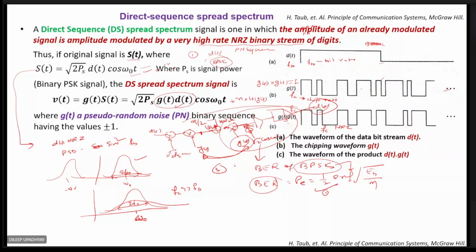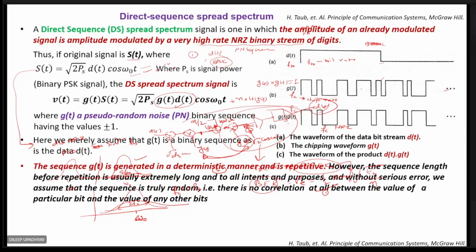Now here we merely assume that g(t) is a binary sequence, like the data d(t), and the sequence I told you about, I am going to read it so that you can have some further idea. This sequence g(t) is generated in a deterministic manner. I told you, no? It is generated in a deterministic manner and is repetitive. If it were random in nature, then it would not be repetitive. But since it is generated in a deterministic manner, the period repeats after a certain time.